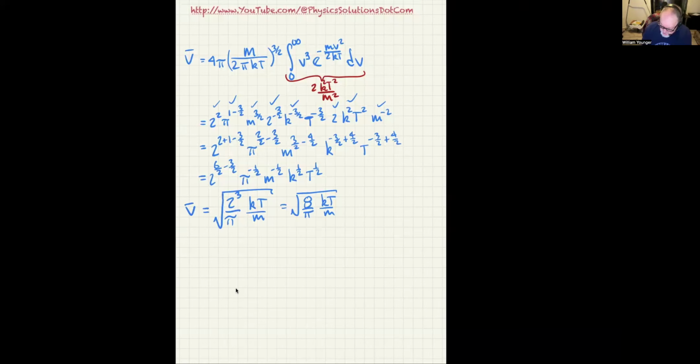That's the derivation of the average velocity using the Maxwell-Boltzmann or the Maxwell distribution.